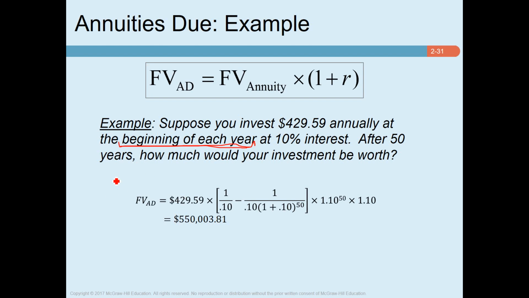So 429.59, that is the periodic cash flow, then the future value of an annuity, and we multiply by 1 plus R, which is an additional term. So the future value of the investment will be 550,003.